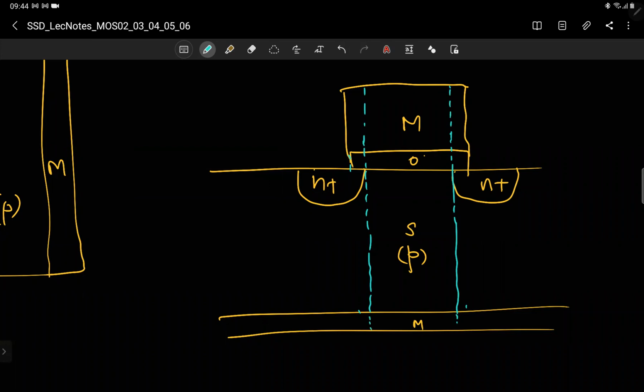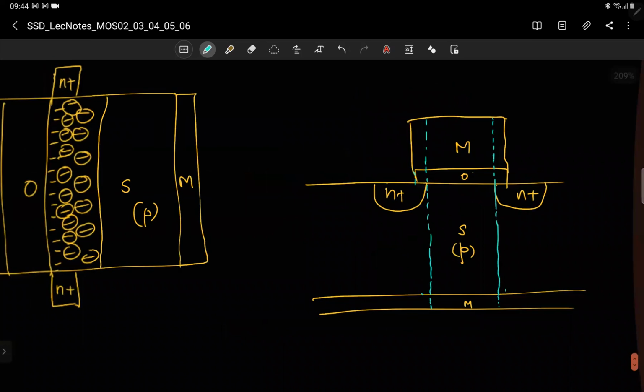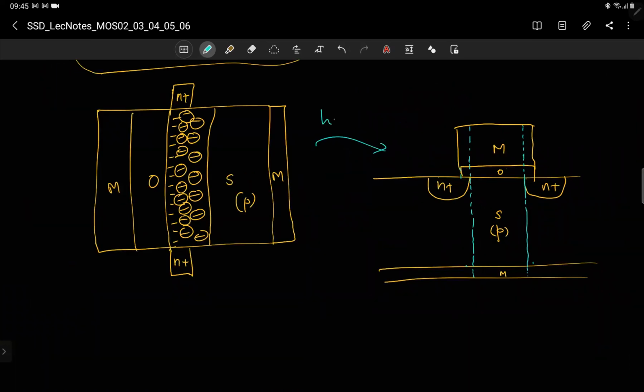Now that we have this N plus coming here, what is going to happen is what we have to see. I have flipped it horizontally, because this is how it is fabricated. Starting with some semiconductor, you make oxide and metal, you make N plus regions, and at the bottom you also make a contact. This is how you make a device. That's why I have flipped it horizontally, but we will again analyze it flipped vertically like this.